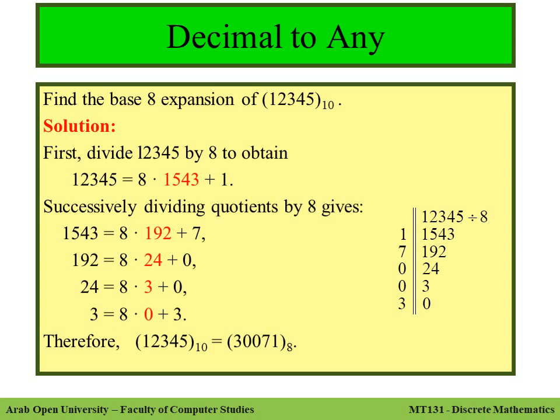So the number 12,345 in base 10 is equivalent to 30071 in base 8.